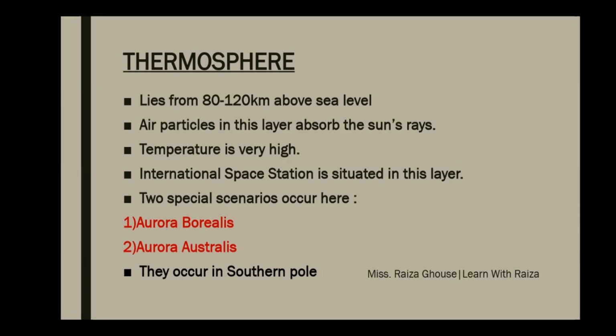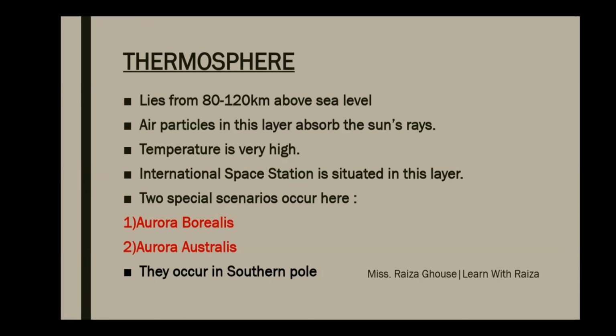Now I told you the coldest layer is the mesosphere. So the thermosphere will be at a much higher temperature than that, right? The International Space Station is situated in this thermosphere layer. They can ask you what is the main place situated in the thermosphere, or ask where the International Space Station is located, in which layer. Then you can tell it is in the thermosphere layer, right?